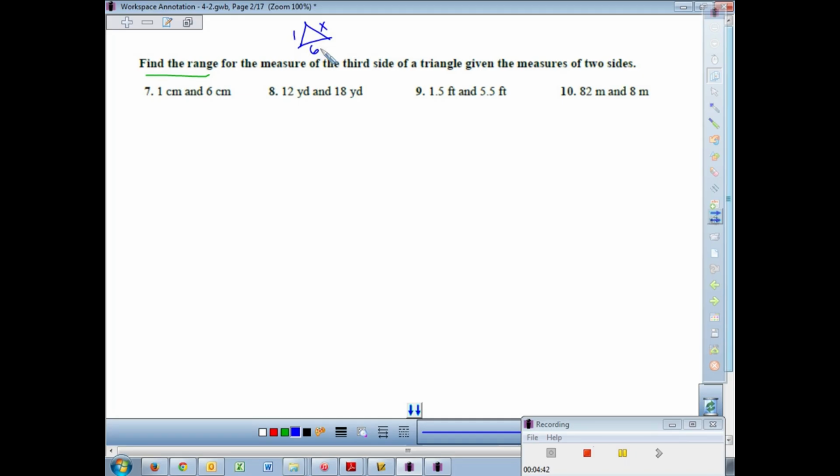Okay. What about 100? Would 100 work for this guy? Can I put 100 in this guy? If I do put 100 there, what are the two smallest sides? 1 and 6. Did they add together to be greater than that guy? 1 plus 6 is greater than 100? Is 7 greater than 100? Is 100 a possibility for this guy? Nope. What about like, I don't know, 20? Would 20 work for this third side? 1 plus 6 greater than that? Nope.